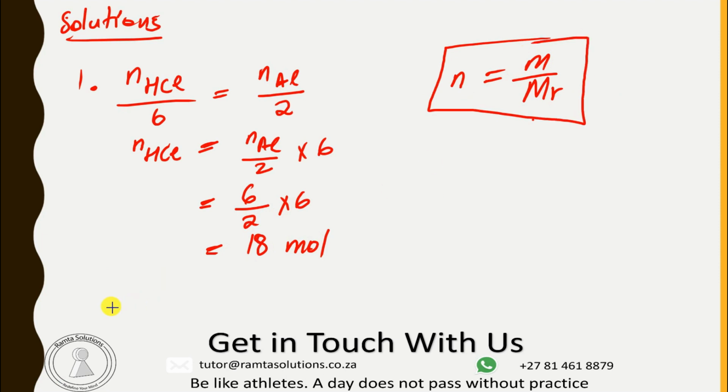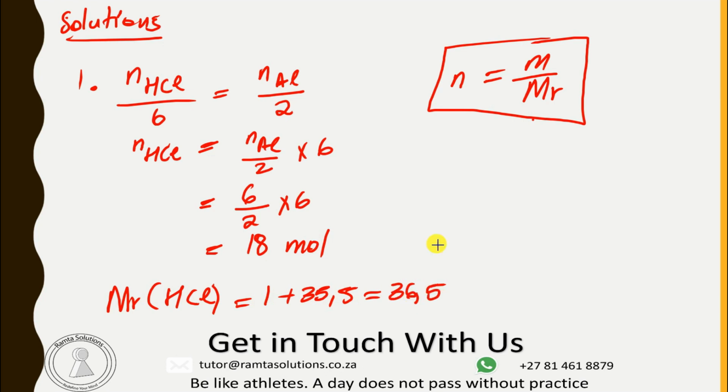So what is the molar mass of hydrochloric acid? According to your periodic table, it's 1 plus 35.5, which is 36.5. So, having done that, this is 36.5 grams per mole. So, going to the next page.